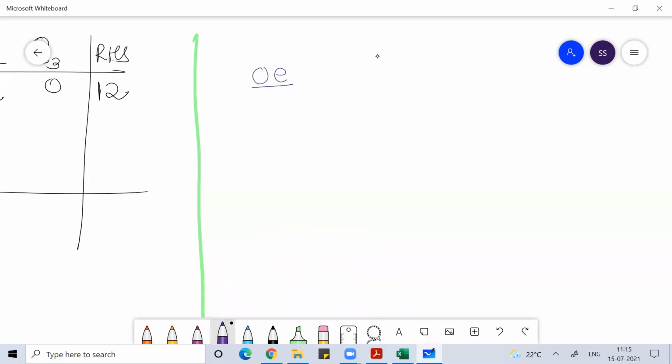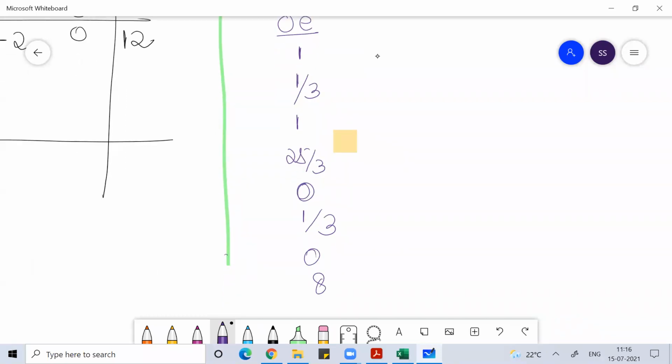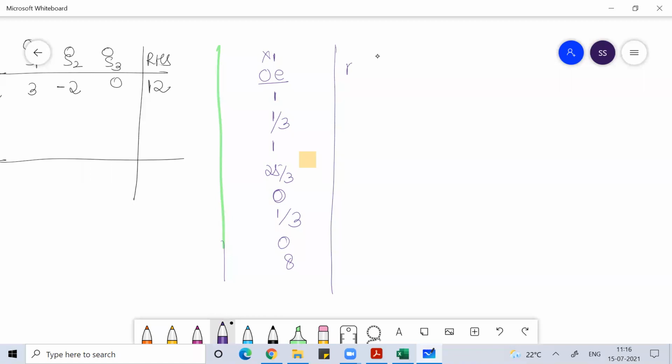So the old values of x1 were 1, 1 by 3, then 1, then 25 by 3, then 0, then 1 by 3, 0, and then 8. Now the new element, x2, is just being added in the row. The values you got are 0, 1, 9, minus 32, 3, minus 2, then 0, then 12, and the pivot element is 1 by 3 only.